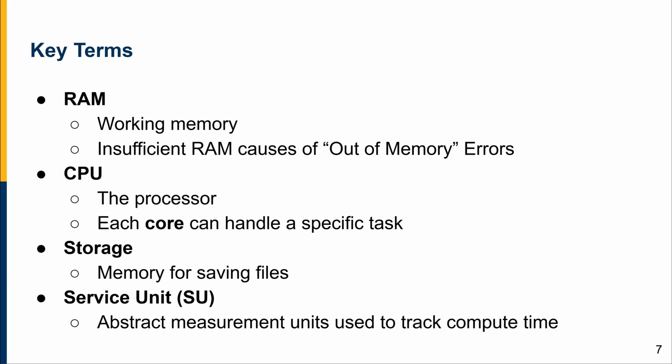Some key terms before I get any further. RAM is basically the working memory of your computer. If you've ever seen an out of memory error or an insufficient memory error on your computer, RAM is what causes this. CPU is basically the processor, which consists of cores, which each can handle a specific task. Savio consists of many such cores networked together. Storage is your memory for saving files, and then service units or SUs are an abstract measurement unit that we use to track compute time on Savio. So how many service units you're using per task that you want to do.